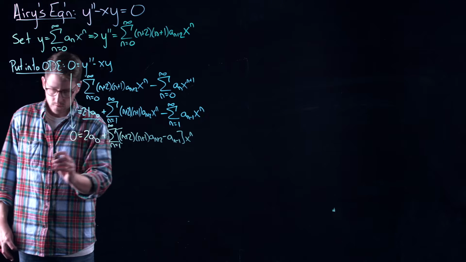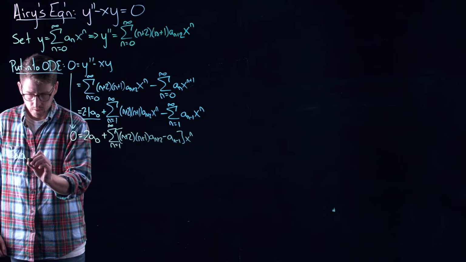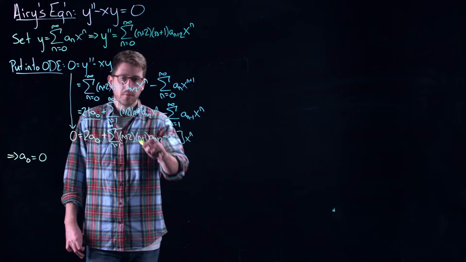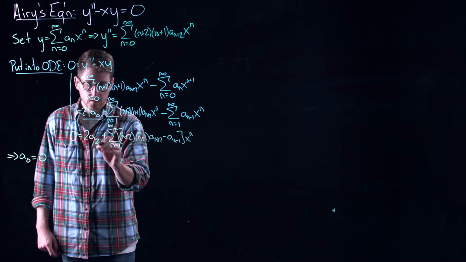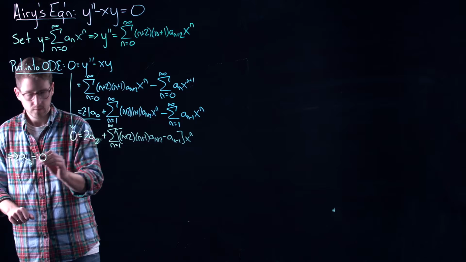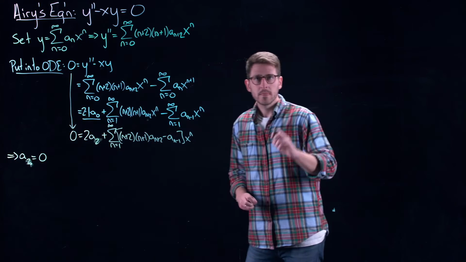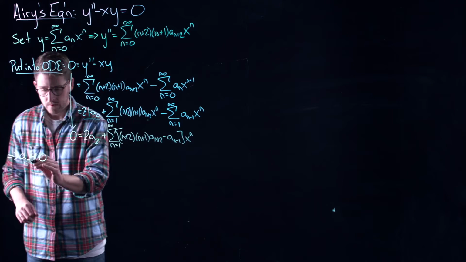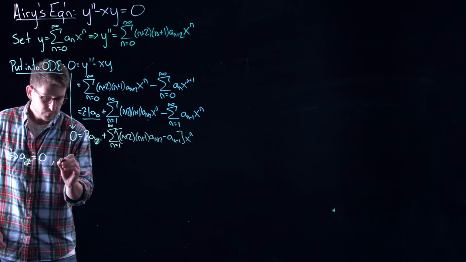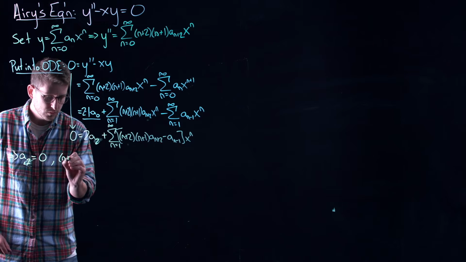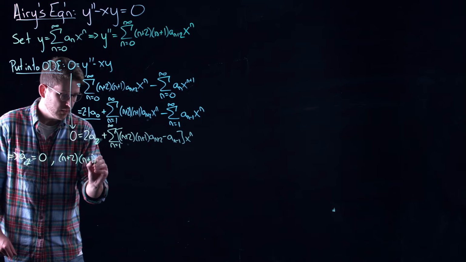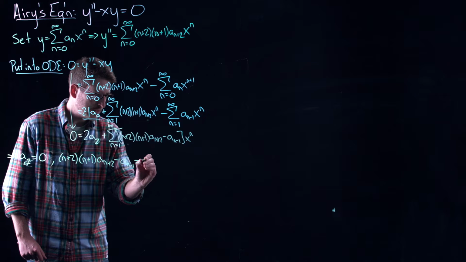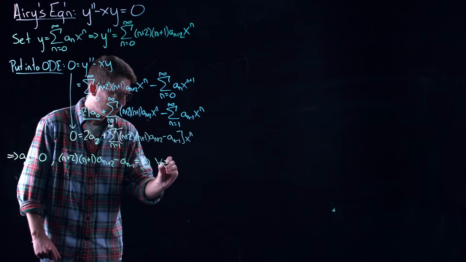So, first thing first, a_0 is equal to 0. Pardon me, this should be a_2, right? Let's be careful with this. n equal to 0 gives me a_2. Now, a_2 is equal to 0. That's okay. Now, the rest of this is going to give me (n+2)(n+1) a_(n+2) minus a_(n-1) is equal to 0 for all n greater than or equal to 1.